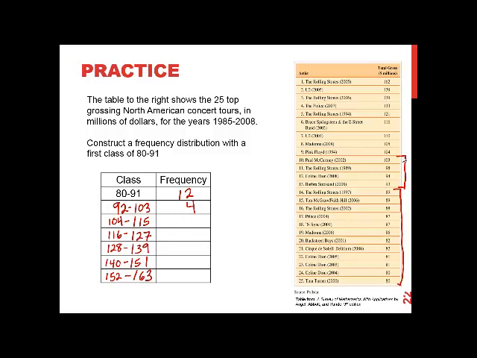Our 104 to 115 class has 3. Our 116 to 127 class has 2. Our 128 to 139 class has 3. 140 to 151, there aren't any. And 152 to 163, there's one. So we have completed our frequency distribution.